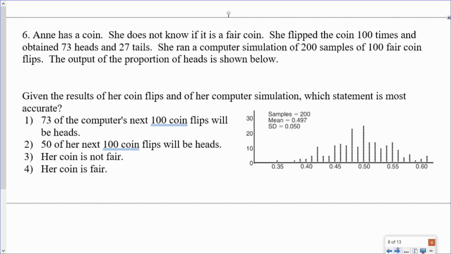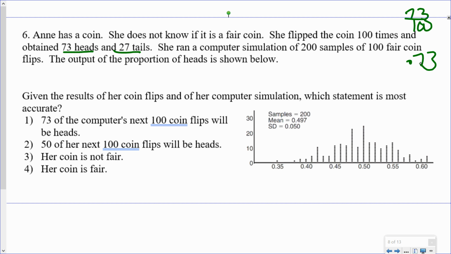So I just want to put that out there, and we'll go through it together. But the way it's phrased is a little different. Anne has a coin. She does not know if it is a fair coin. She flipped the coin 100 times and obtained 73 heads and 27 tails. So she got 73 out of 100, a proportion of 0.73.